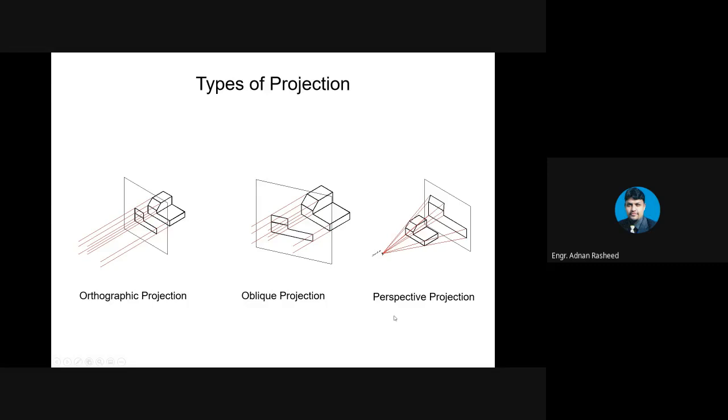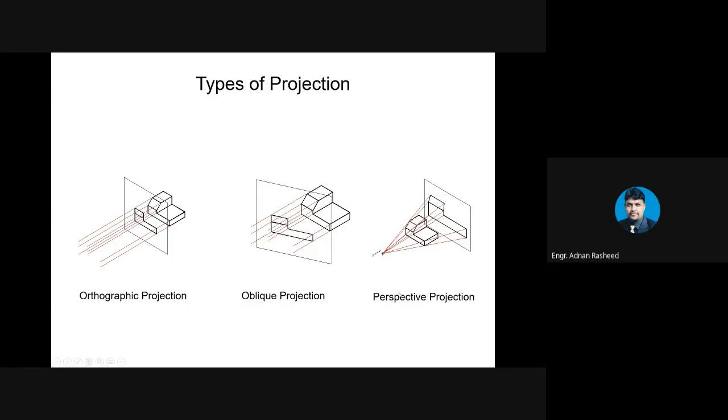The simple thing I will again repeat: in orthographic projection, these projectors are perpendicular to the picture plane and the image form will be known as orthographic projection. The second one is oblique projection, in which these projectors are at a certain angle to this picture plane, making this projection, and this is known as oblique projection.